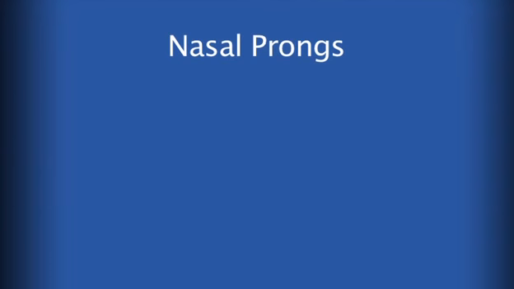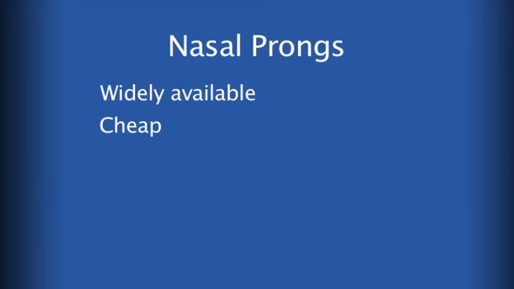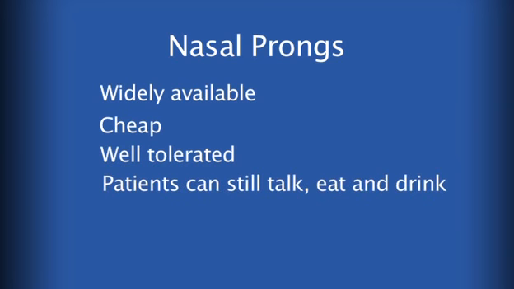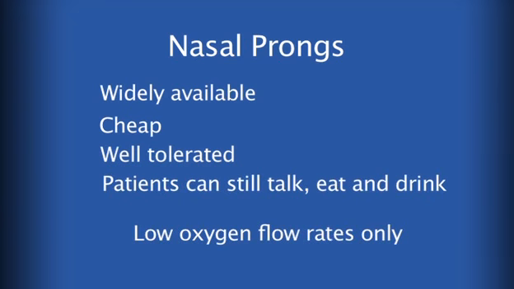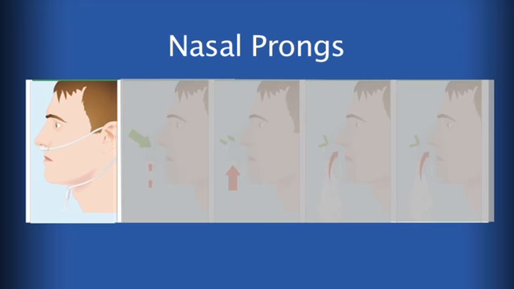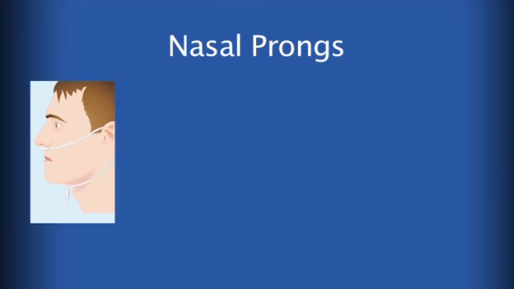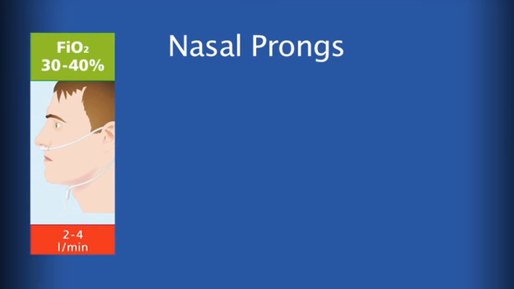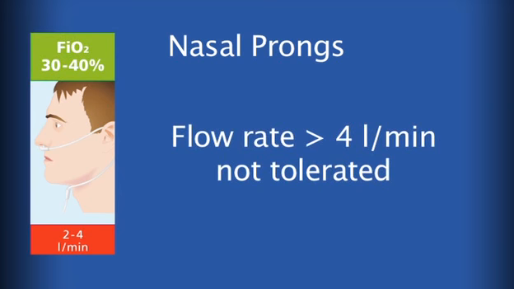Nasal prongs are the most widely available oxygen delivery device. They are cheap and often well tolerated by patients who are still able to talk, eat and drink while receiving oxygen therapy. But they do not permit high flow rates of oxygen, so are only efficient for the management of mild hypoxemia. With oxygen flows of between 2 and 4 litres per minute, they will deliver an inspired oxygen concentration of around 30% to 40%. Higher flow rates than 4 litres per minute are not tolerated by patients.